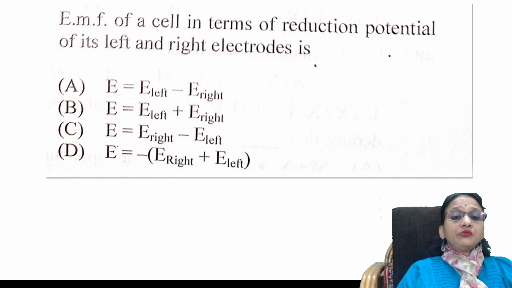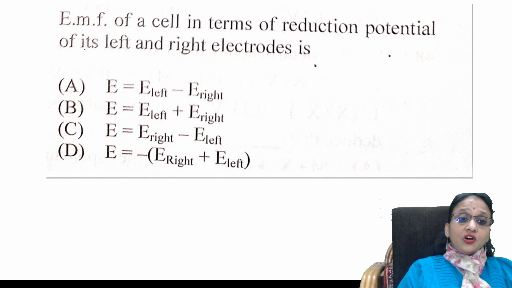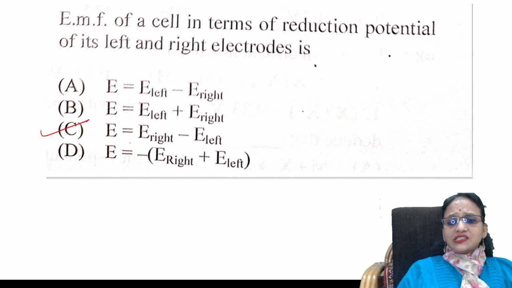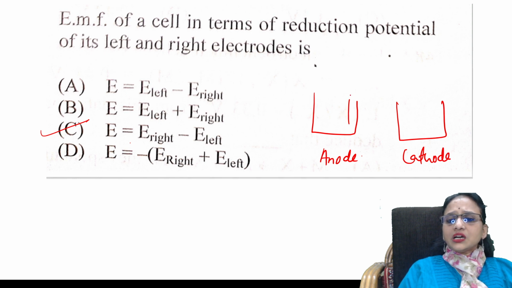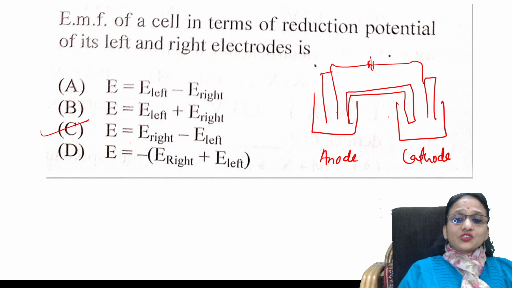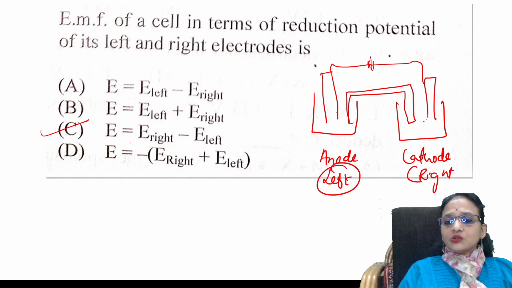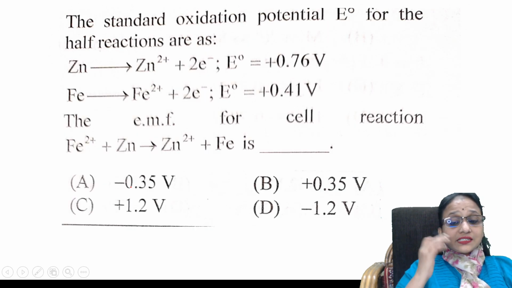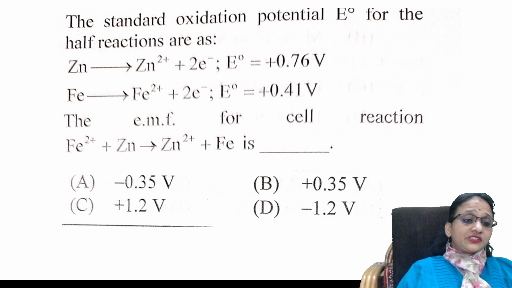Okay, next question. EMF of a cell in terms of reduction potential of its left and right electrode is, okay, we very well know right minus left, because in a galvanic cell, this is an anodic compartment, and this is a cathodic compartment. Both are connected by a salt bridge like this, and both the electrodes are again connected this way. Correct, students? Yes, right. The diagram is very vague, sorry for that. So this is your left compartment, this is your right compartment. Cathode minus anode. Next. The standard electrode potentials E naught for half cell reactions are given here.